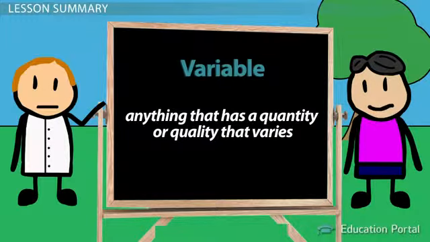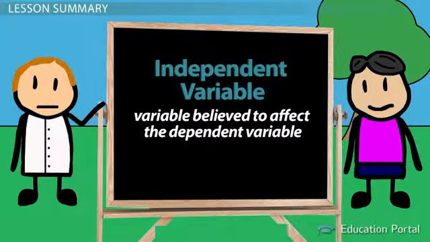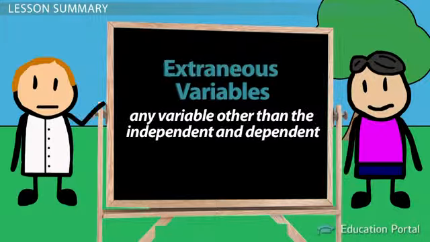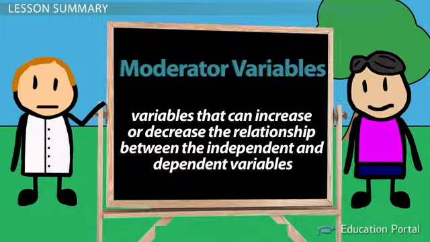A variable is defined as anything that has a quantity or quality that varies. The dependent variable is the variable a researcher is interested in. An independent variable is a variable believed to affect the dependent variable. Confounding variables are defined as interference caused by another variable. Extraneous variables are defined as any variable other than the independent and dependent variable. Control variables are variables that are kept the same in each trial. Lastly, the moderator variables are variables that increase or decrease the relationship between the independent and dependent variable.